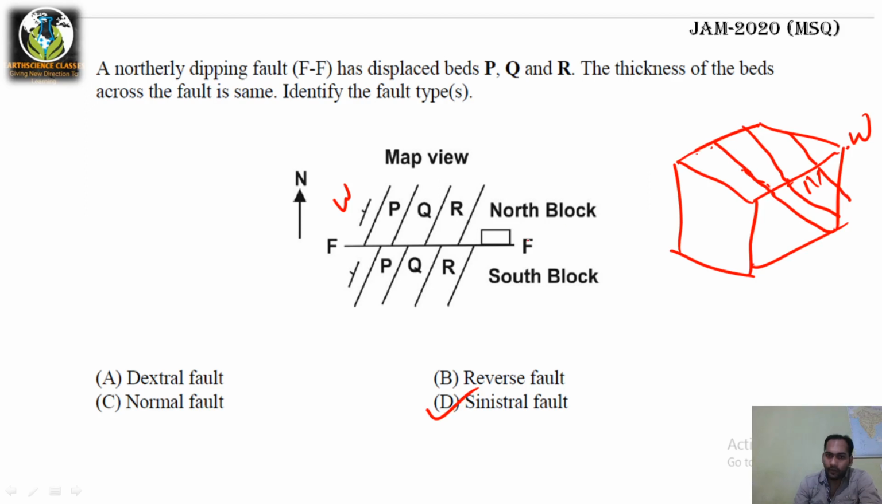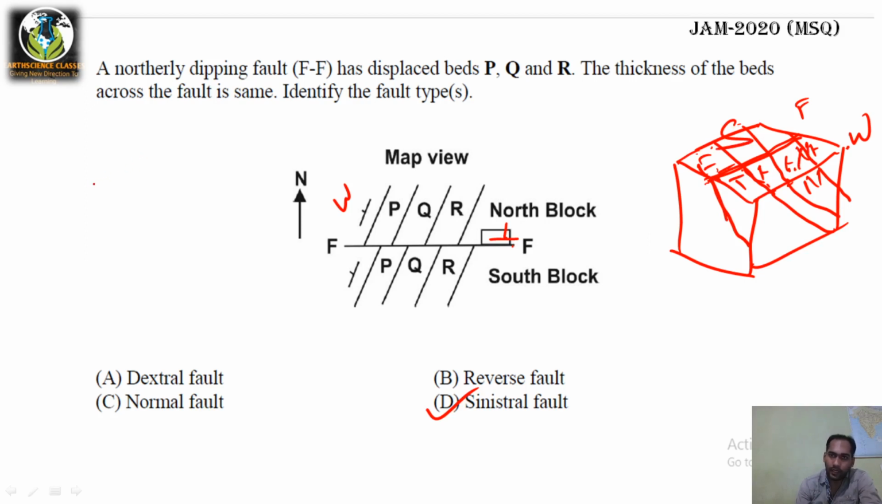The fault is dipping towards the north, so this is the fault plane, which is dipping towards the north, and the beds are dipping towards the west. As you see, this part is the north block, and this part is the south block.